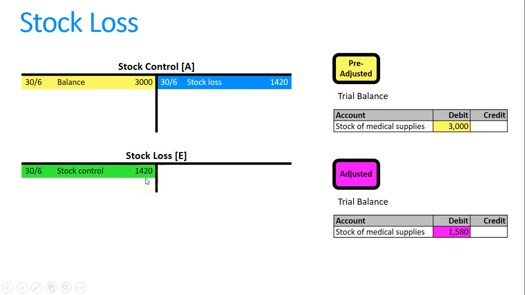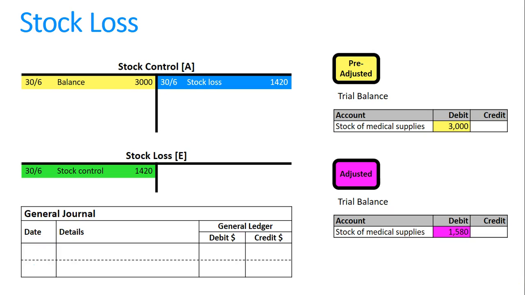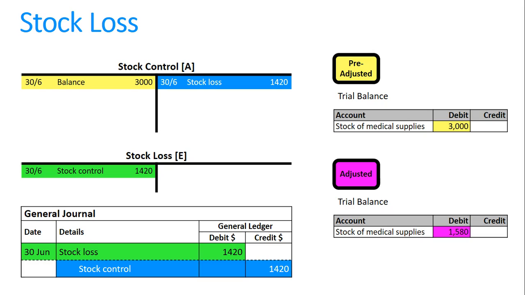Now, where does this $1,420 number come from? We'll get to that in a minute. The point is, we would do this entry, this balance day adjustment, in the general journal. What would it look like? Well, we did a debit to stock loss of $1,420, and we did a credit to stock control of the same amount. That's the answer. That's what must have happened. The balance day adjustment that's been done here is for a stock loss of $1,420, which was a debit to the expense called stock loss and a credit to stock control of the same amount.